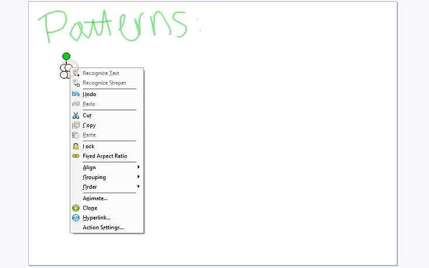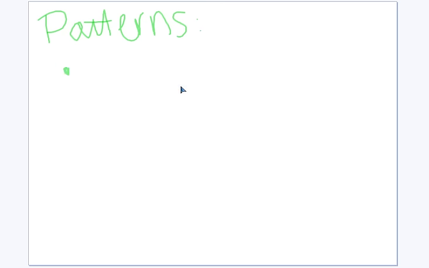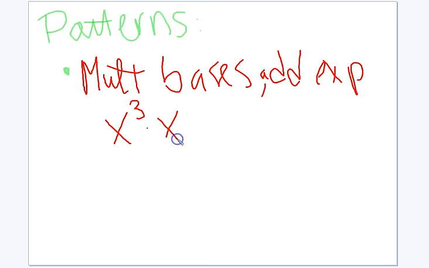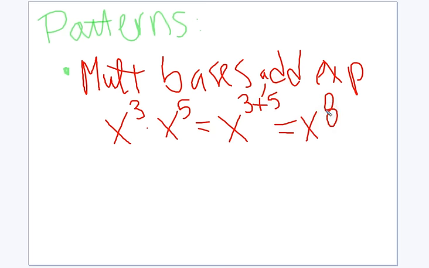So one of them is, when you are multiplying bases, you add the exponents. So, for example, x to the third times x to the fifth is the same as x to the 3 plus 5, which is x to the 8th. Okay? So we'll keep that slide for our patterns that we find.